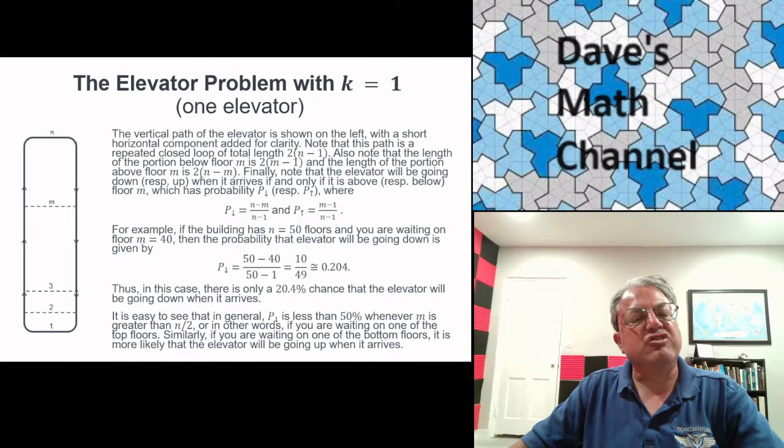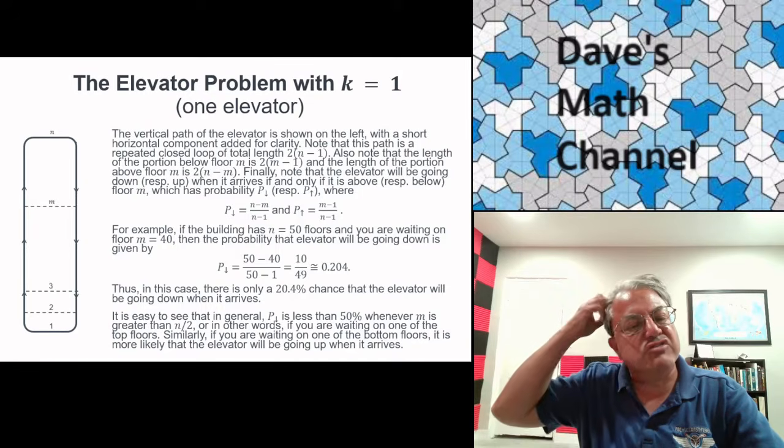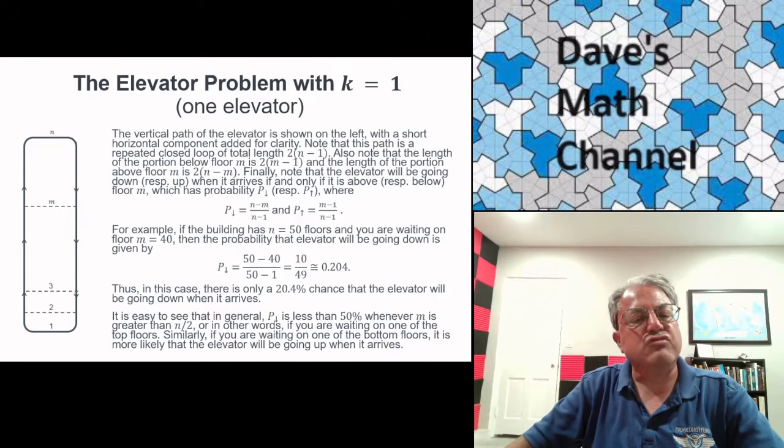However you do it, the answer you get for the probability that the next elevator is going up is (m minus 1) over (n minus 1). And just to give you a specific example, suppose the building has 50 stories and you're on the 40th floor, so you're near the top. In that case, you can just apply the formula.